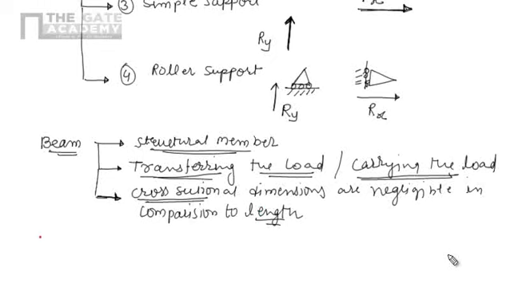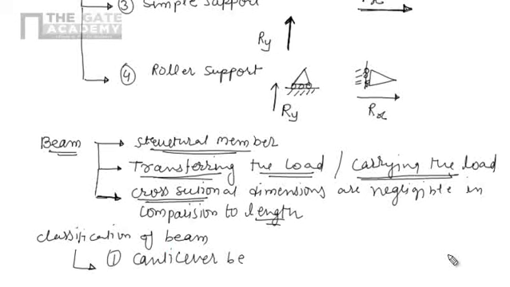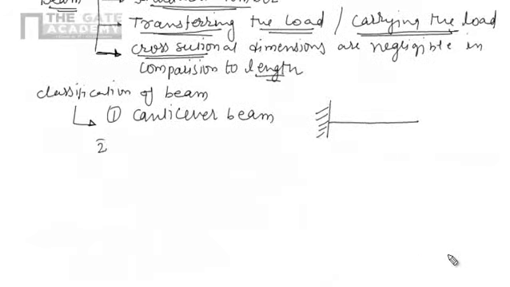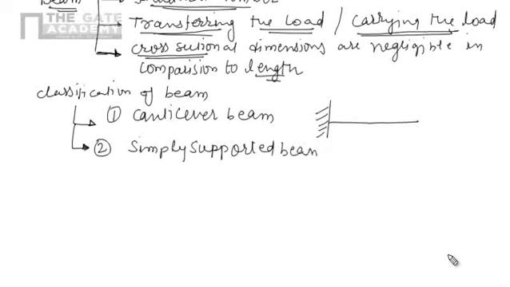So now we are interested in classification of beam. So first one is cantilever beam. In case of cantilever beam, one end is fixed and the other end is free. That is cantilever beam. Second one is simply supported beam. In simply supported beam, both ends of the beam are supported with the help of simple support.